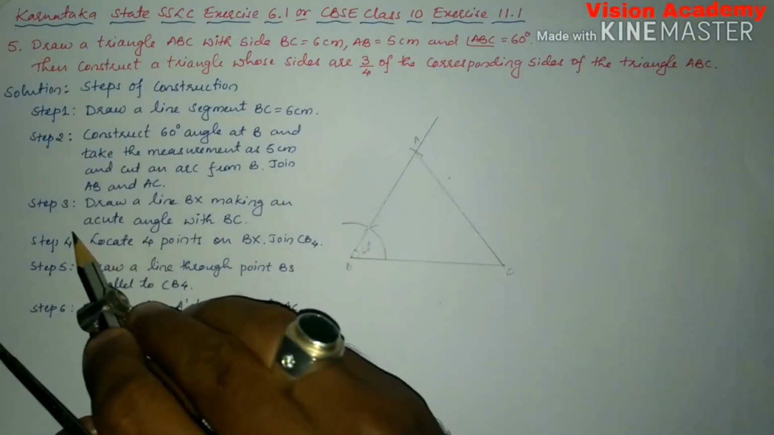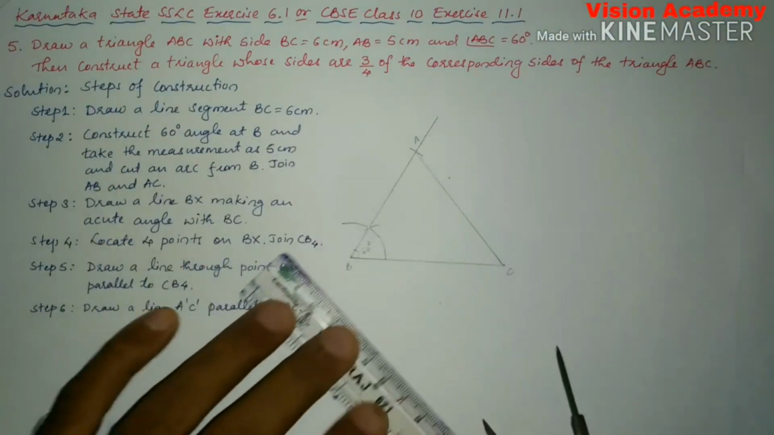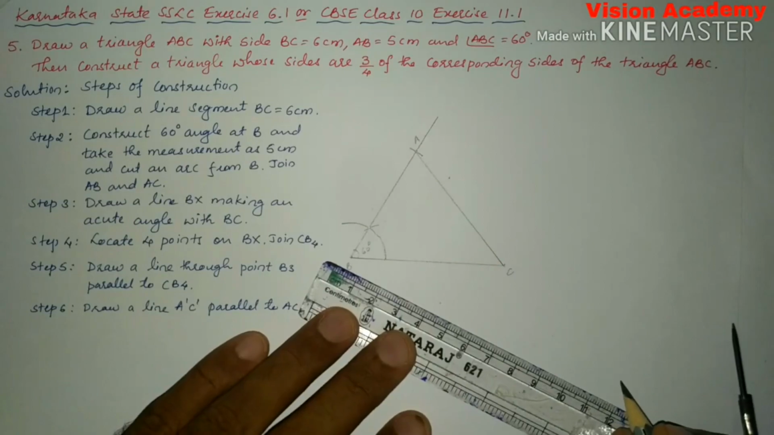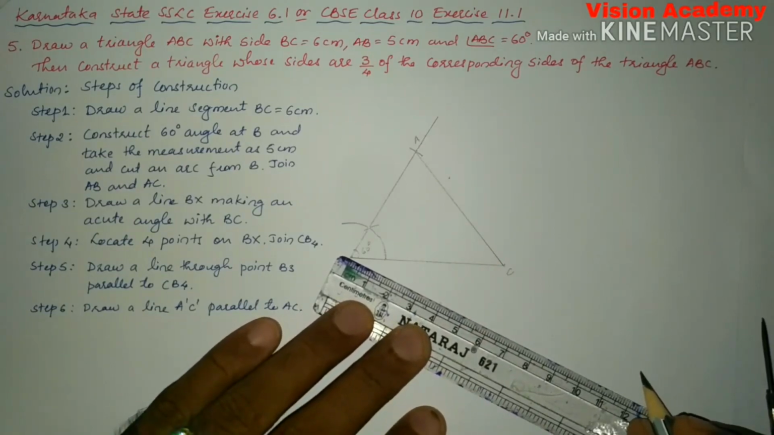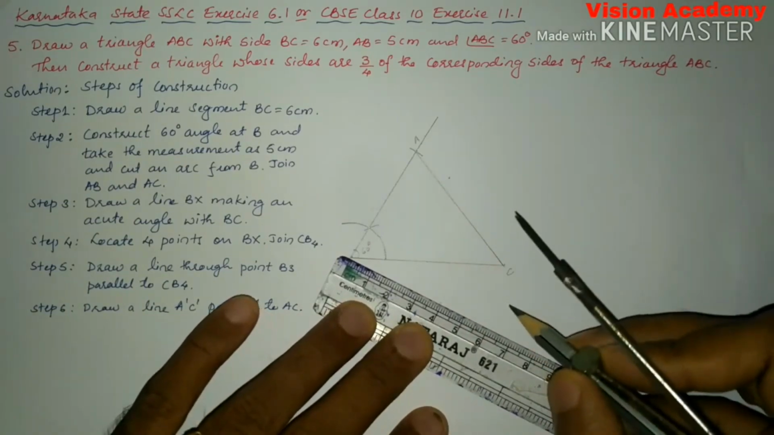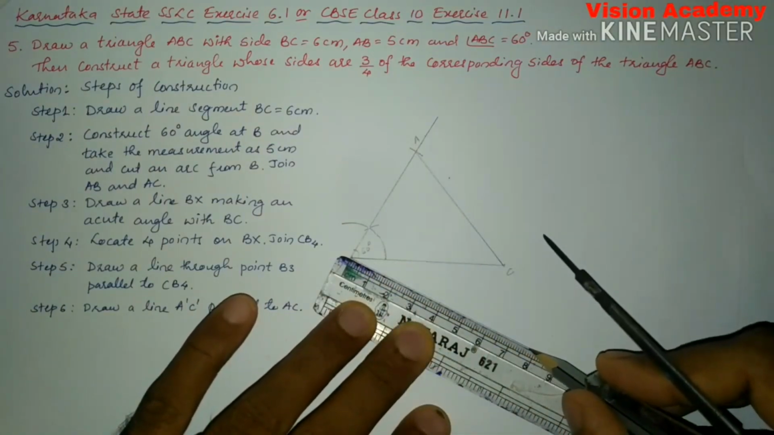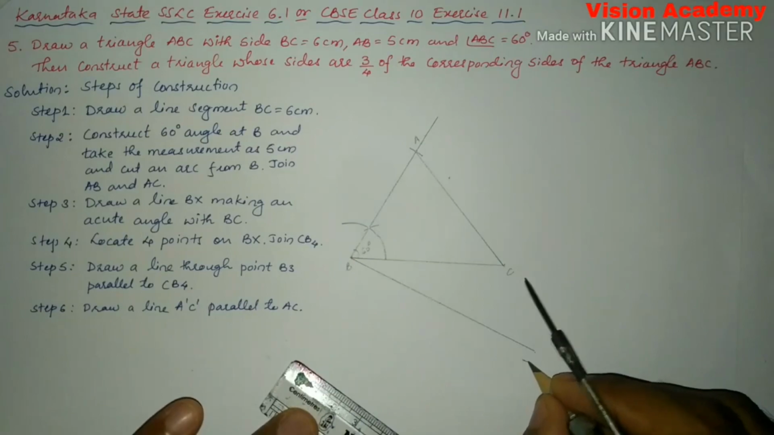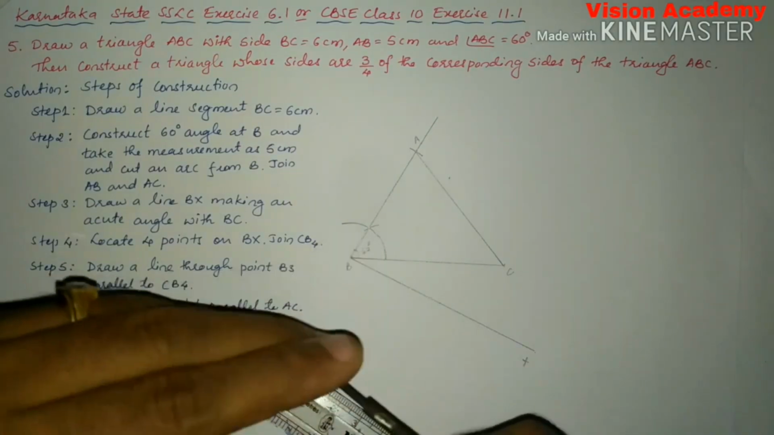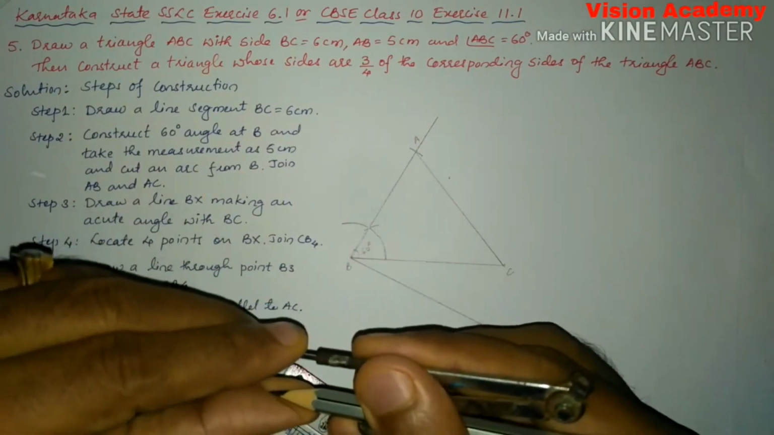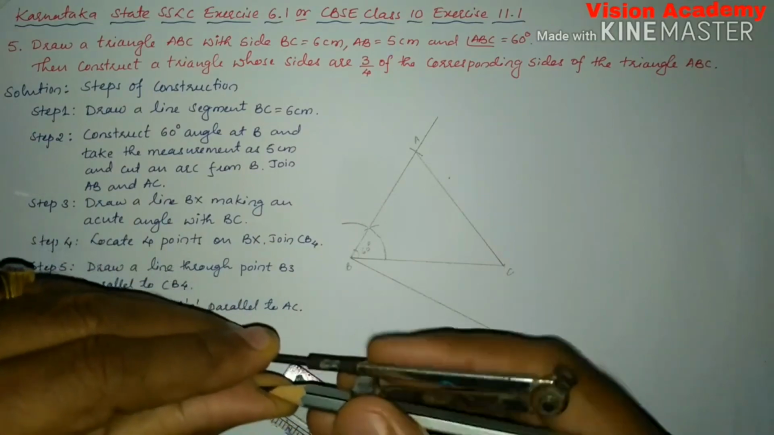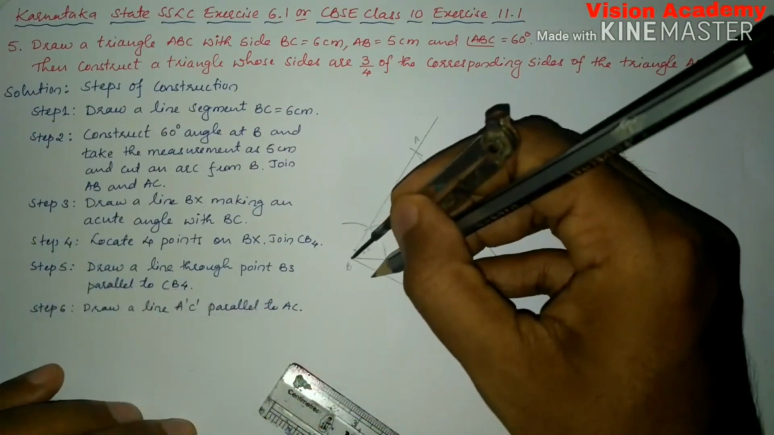Next we'll move on to step 3, draw a line BX making an acute angle with BC. So here acute angle is the angle which is less than 90 degree. Let us name this one as BX. Let us take any measurement in the compass and we are going to draw 4 points.